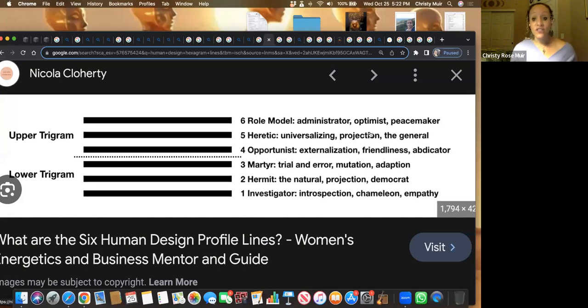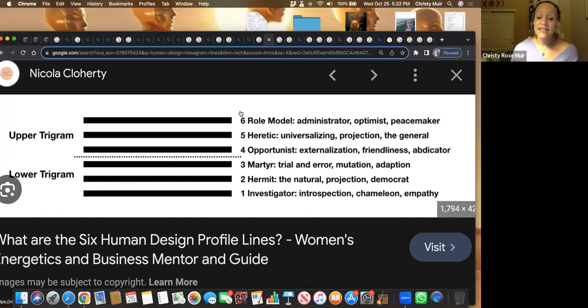So the projection field can be really intense for someone with a lot of fifth lines or with a fifth line personality or body. And we'll look a little bit at that in an individual design, in a reading. But you'll see that most of us have some type of fifth line somewhere in our design. And it's a place where we can sometimes feel that we're being seen as a threat. The heretic is also the general, universalizing, things that are generalized for all of humanity.